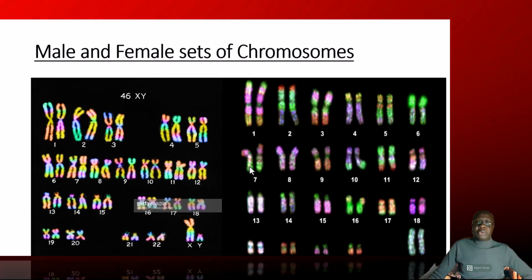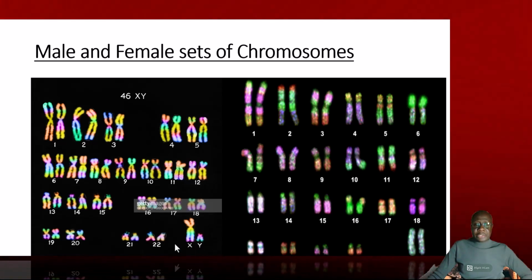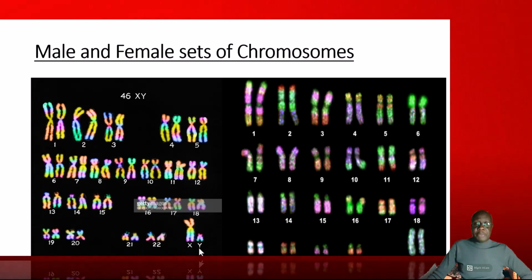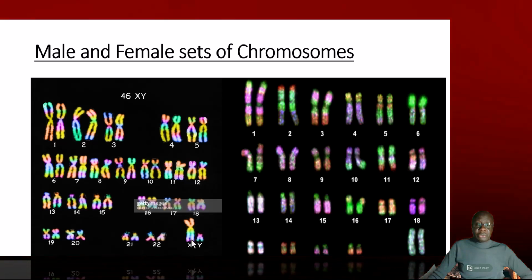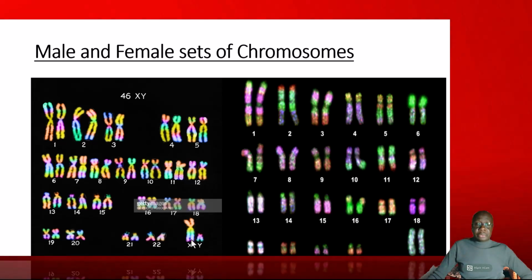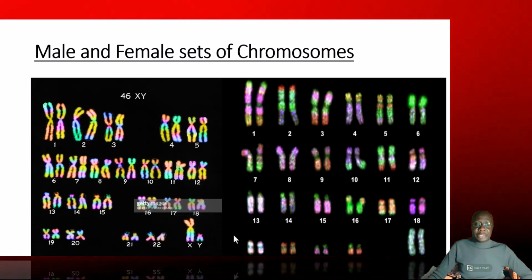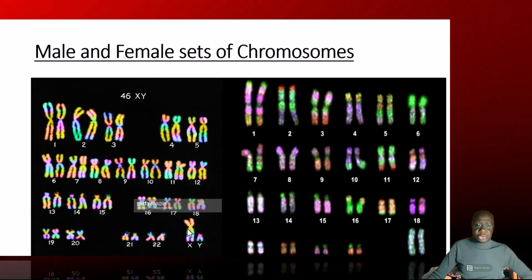This is the chromosomes, the sets of chromosomes that we have, the male and female sets of chromosomes. This part is the X, where the XY chromosome is. That is the male part. We all have 46 chromosomes, 23 from our mom, 23 from our dad. So we have 23 pairs, which is 46 chromosomes.